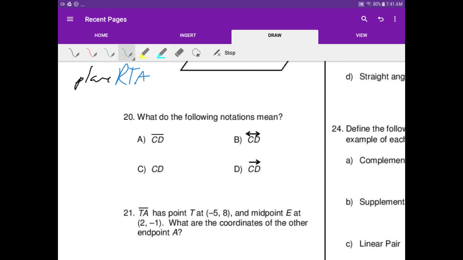This is a segment. This means length. This means line. This means ray.